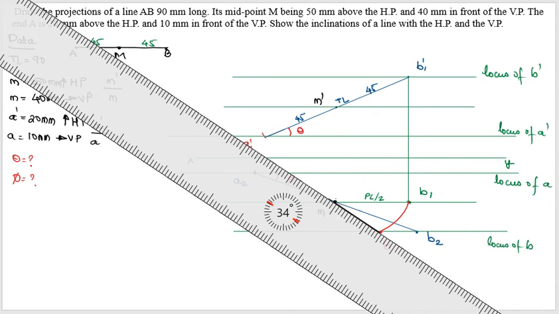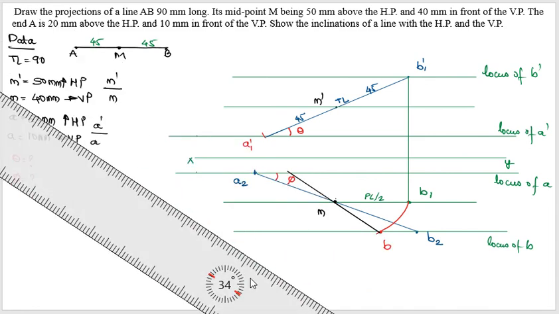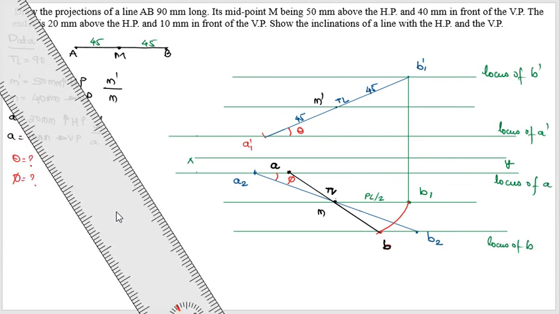If I extend it up to the locus of A, I'll get a point. That point will be named as point A, and here you got the point which is named as point B. So this black color line is nothing but our top view of the line, and the blue color line is the true length. Now we have to take projections.